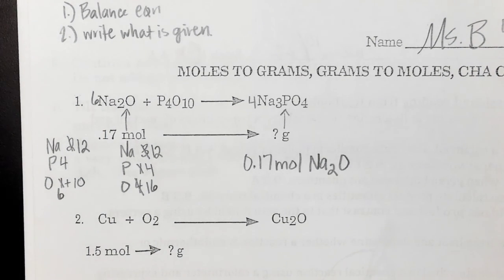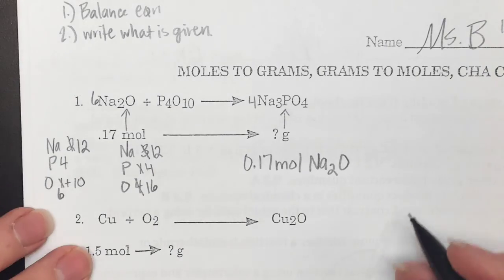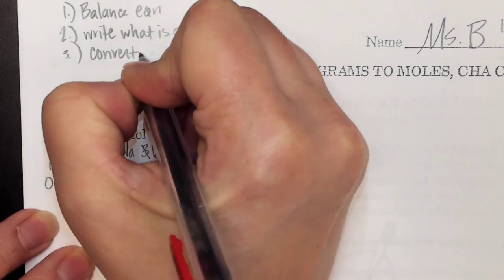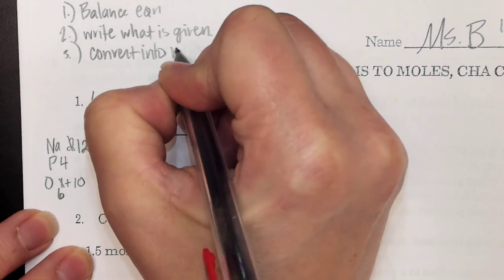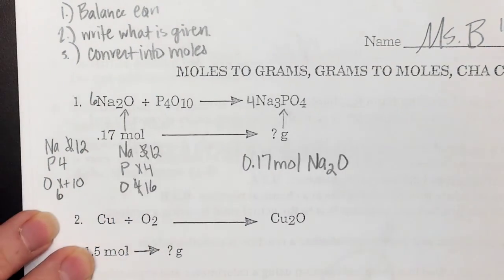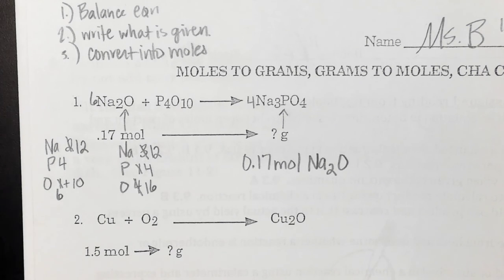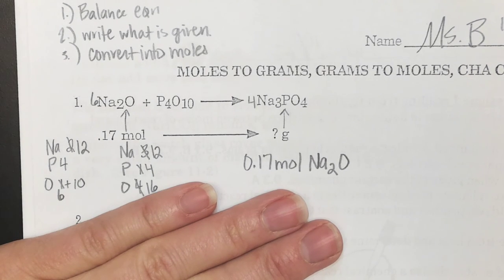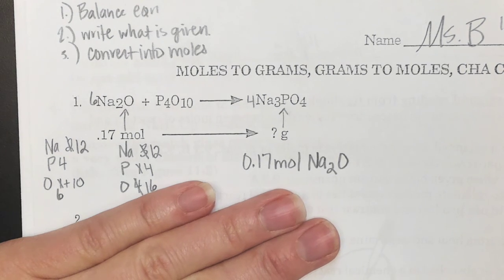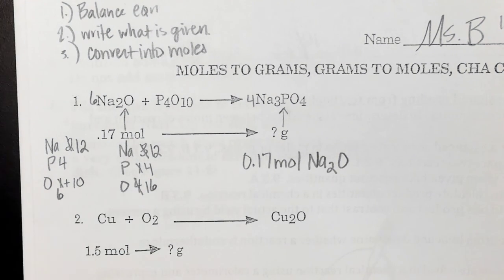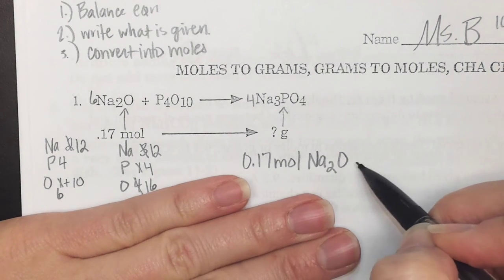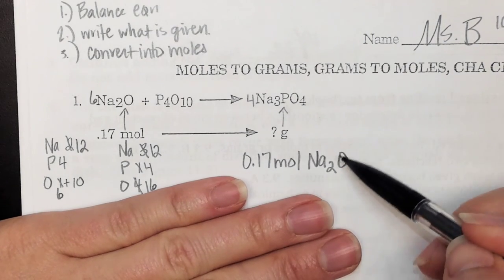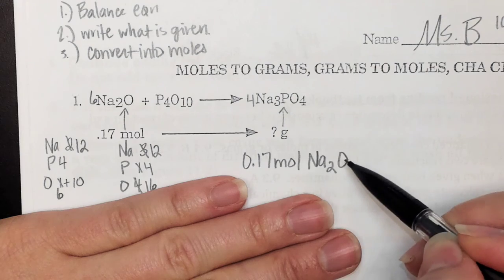Okay, so I have to write down what I'm given. Then after I write down what I'm given, I convert into moles, if I haven't already been given moles. So Avaria, do I have to convert into moles? No, because they already gave it to me in moles, so I get to skip that step. Woohoo! Okay. So now that I'm in moles of Na2O, I can go to my balanced equation and I can convert from anything I want to.